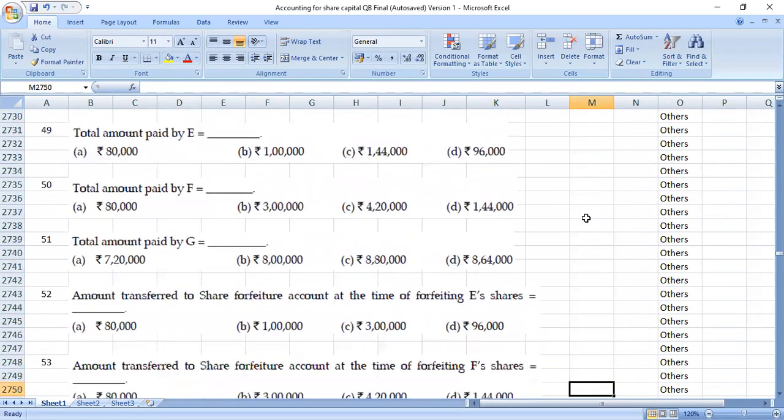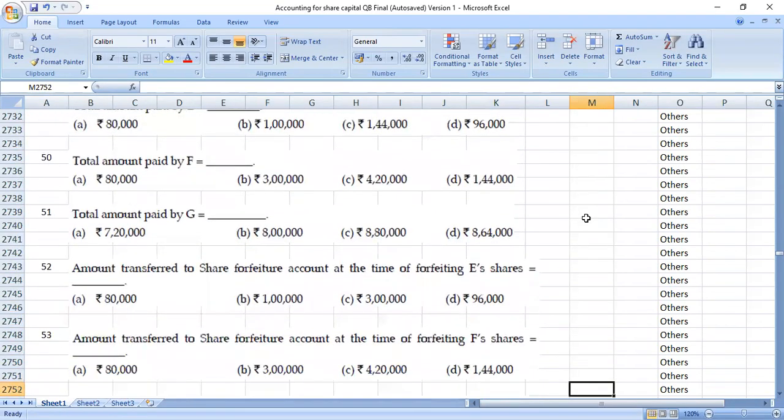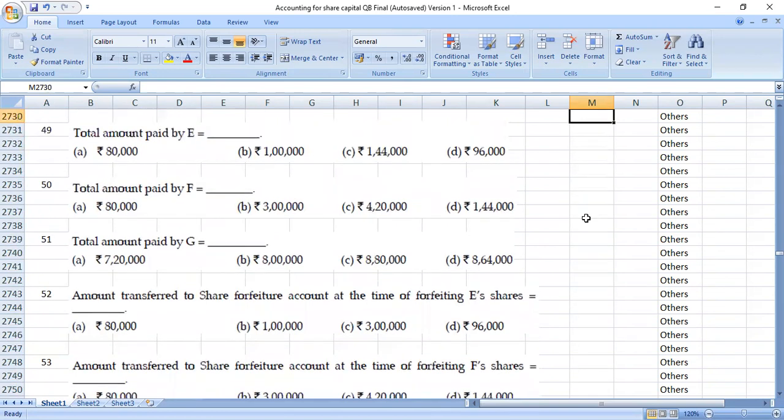G. Right. Amount transferred to share forfeiture account at the time of forfeiting each share. In the question, it's very simple. What will we transfer to the share forfeiture account? We will transfer the amount paid by them. Correct? Paid by the shareholder whose shares were forfeited. E has only paid application money and we already found the amount paid by E is 96,000. So the amount transferred to share forfeiture account at the time of forfeiting each share will be 96,000. You don't even have to calculate.